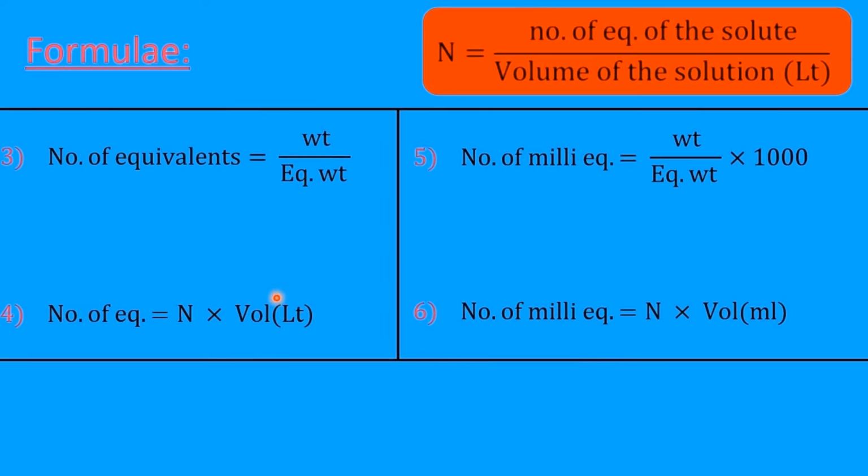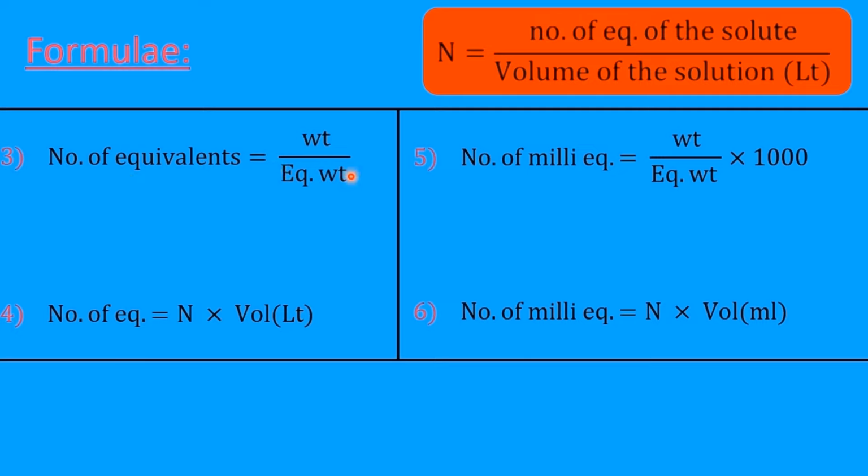Next, in the case of normality, we have calculated the number of equivalents. This simple formula we have been discussing from the beginning. In the normality video, I explained how to get the number of moles: weight by molecular weight. To get the equivalents, how? Weight by equivalent weight. In the case of moles, weight by molecular weight. In the case of equivalents, weight by equivalent weight.